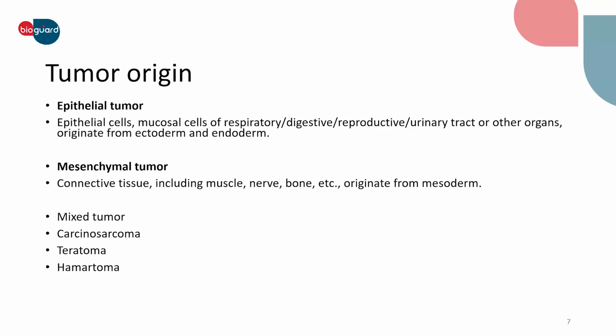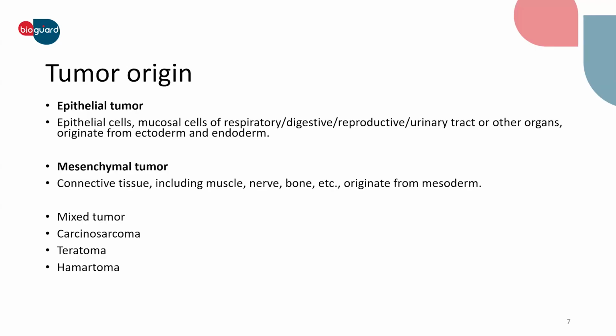Their origin is the mesoderm. The third one is mixed tumors. As the name suggests, these contain both epithelial and mesenchymal components. Examples include carcinosarcoma, teratoma, hamartoma.